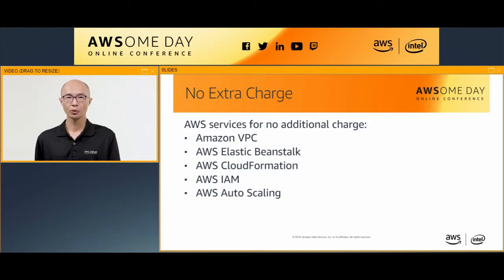AWS IAM controls your users' access to AWS services and resources. Auto-scaling automatically adds or removes Amazon EC2 instances according to the conditions you define. With auto-scaling, the number of Amazon EC2 instances you are using increases seamlessly during demand spikes to maintain performance and decreases automatically during demand lulls to minimize costs. Moreover, you can consolidate all your accounts using consolidated billing and get tiering benefits.